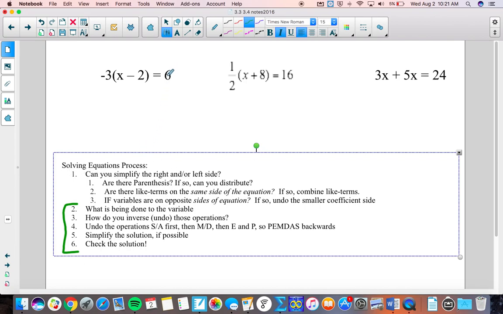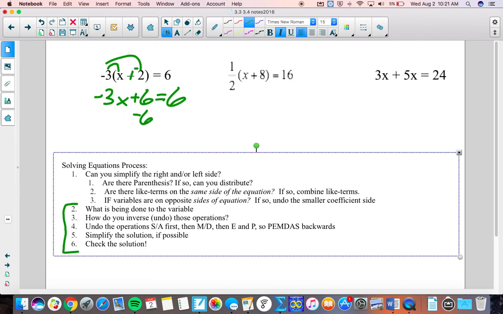Well, the right side is just 6. We can't simplify that, but we can simplify the left side. Are there parentheses? Yep. If so, can you distribute? Yeah, let's distribute here. So we get negative 3x plus 6, right? Because negative 3 times negative 2 is positive 6. Add the opposite there if you don't trust that that's a negative 2.